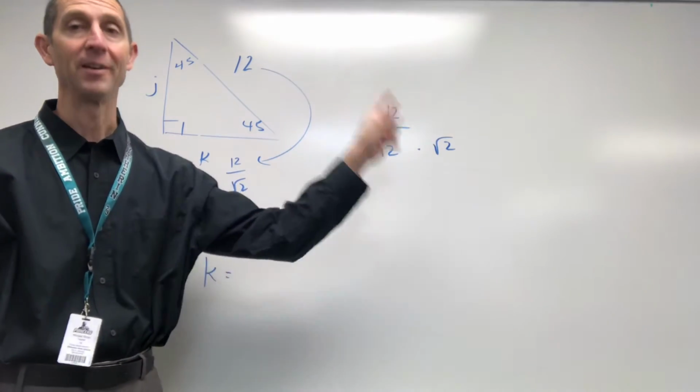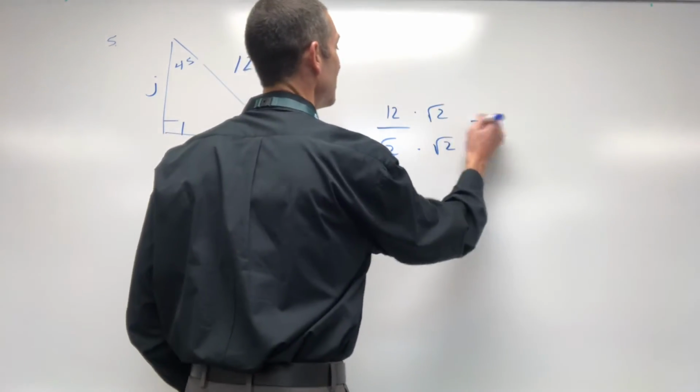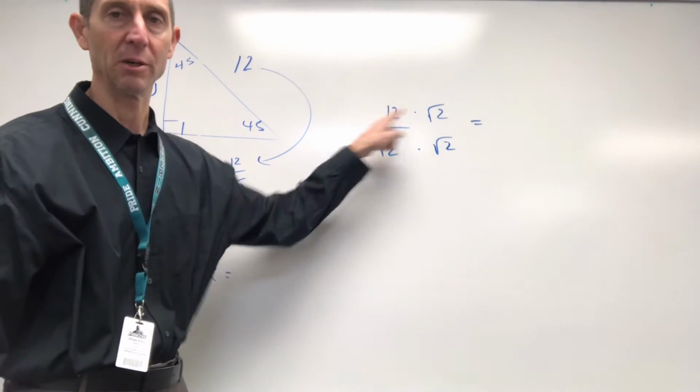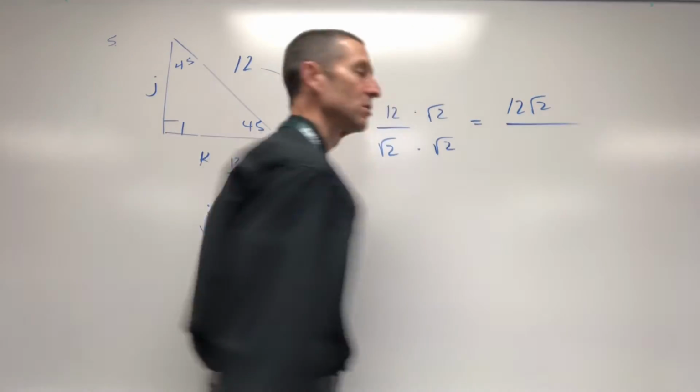Once you do the bottom, you got to do the top. So if you hit it by square root of 2 on the bottom, you got to hit it by square root of 2 on the top. So the top's pretty easy. Just 12 times square root of 2 is 12 square root of 2.